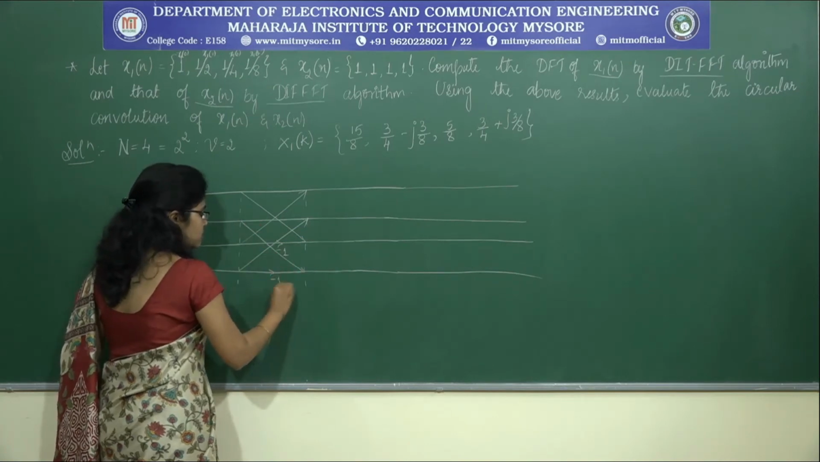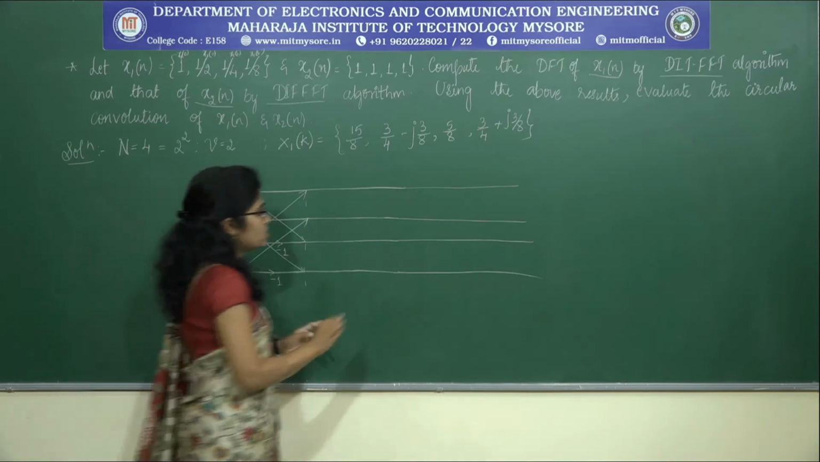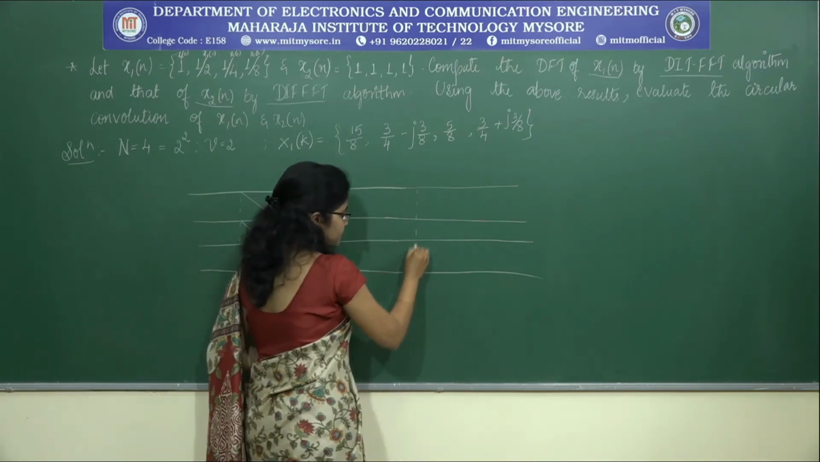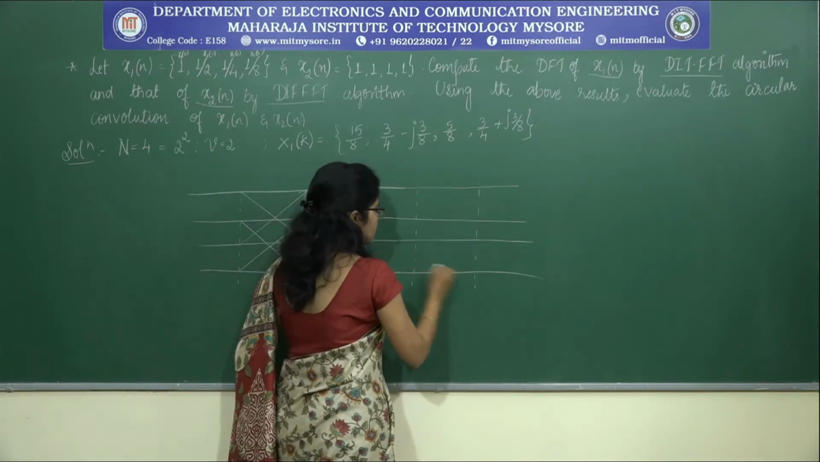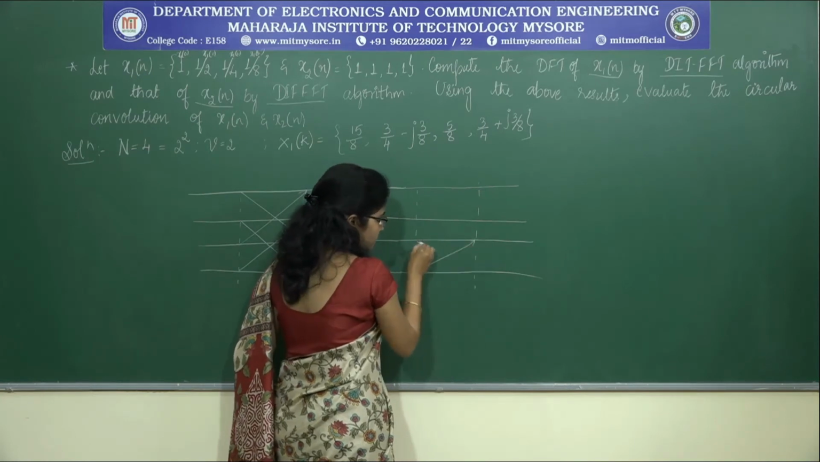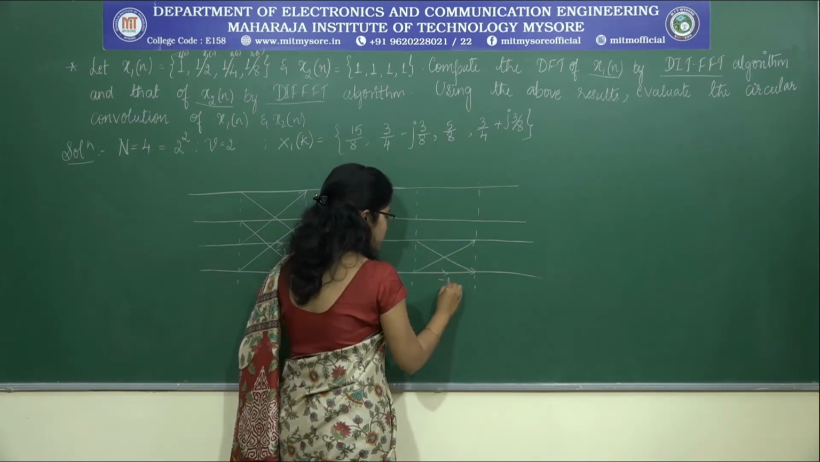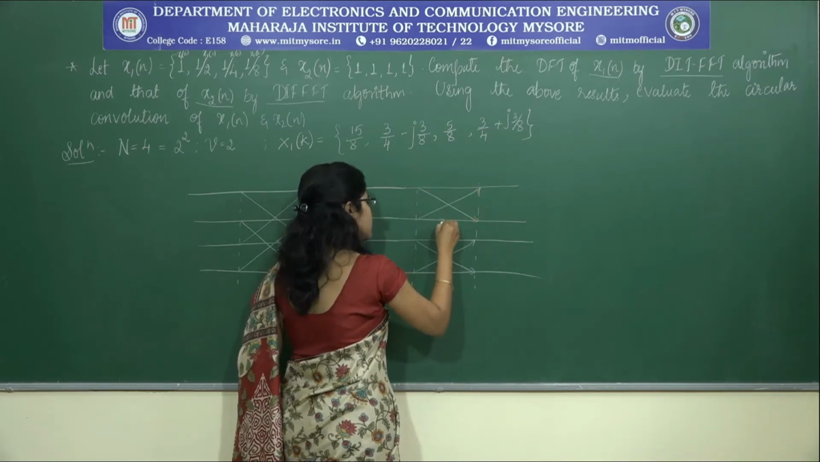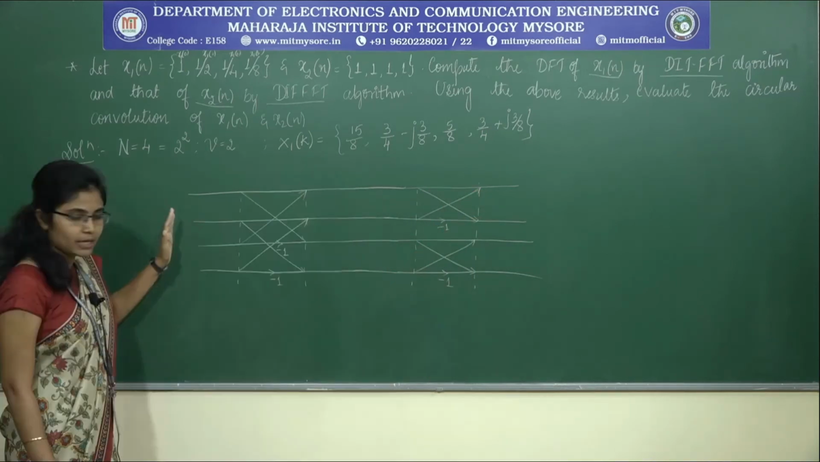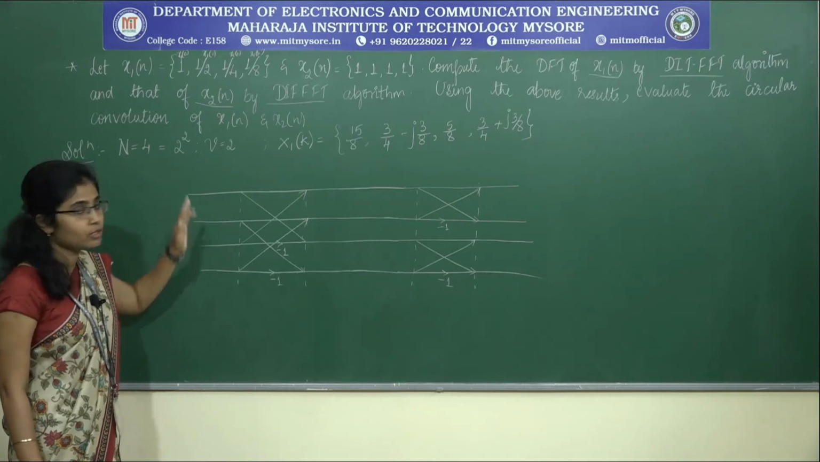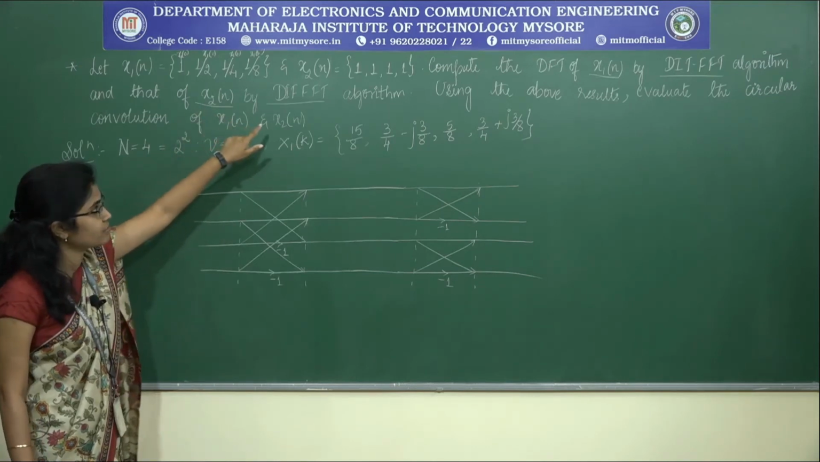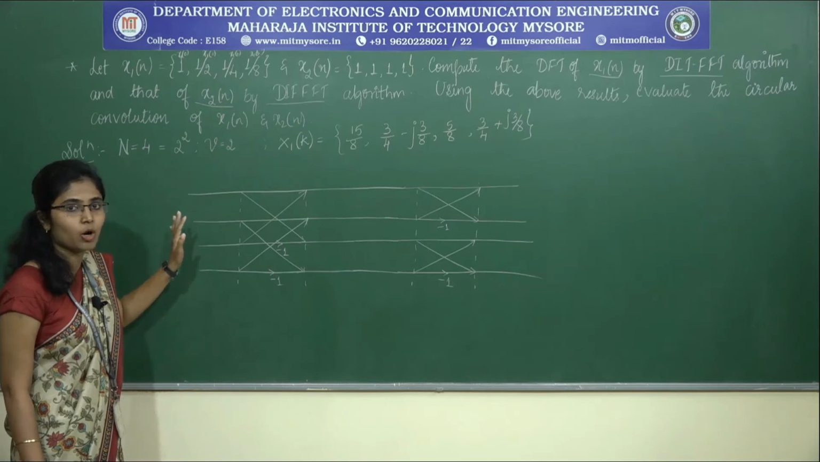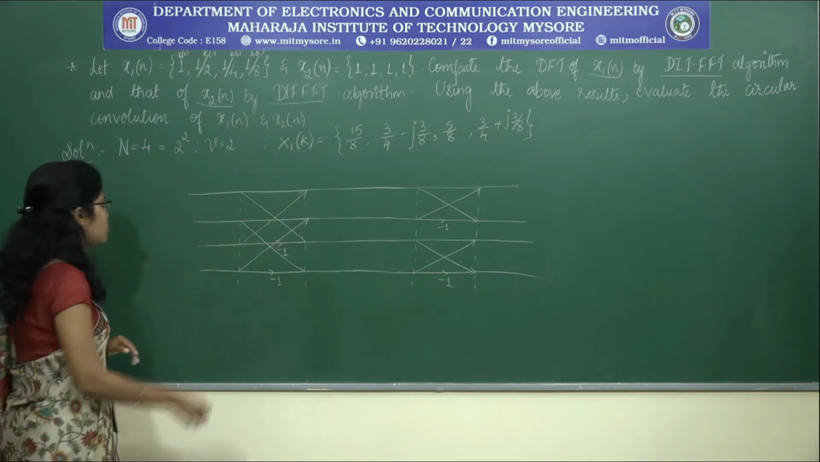Again these two inputs, this has to be multiplied with minus 1. So the second stage, it is here, combine these two and these two, here it should be minus 1, these two, these two, and here it should be minus 1. Coming back to the input where we find out DFT of x2 of n using DIF FFT algorithm, the input will be in normal order but the output is in bit reversed order.